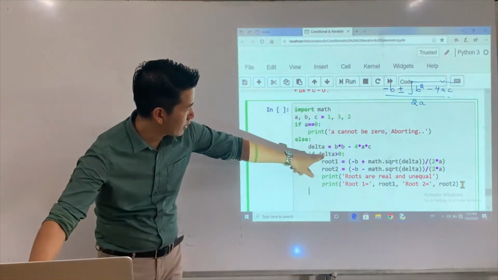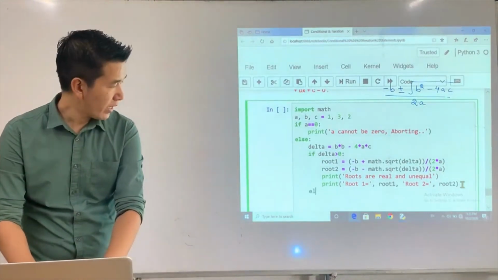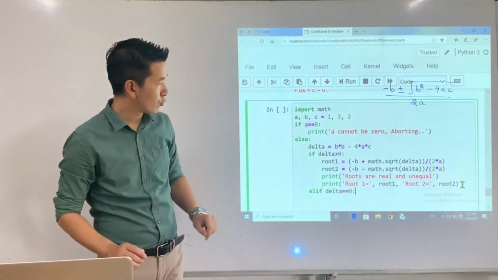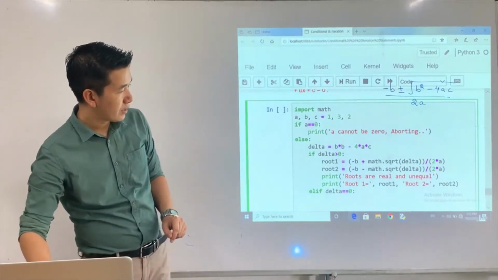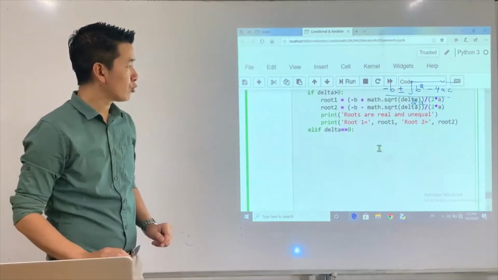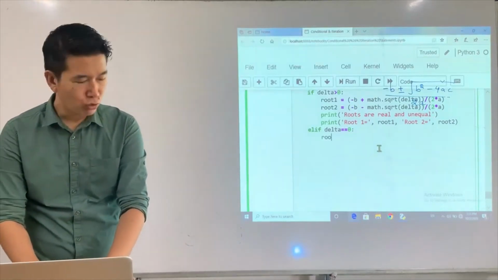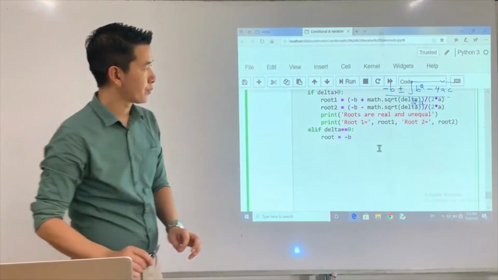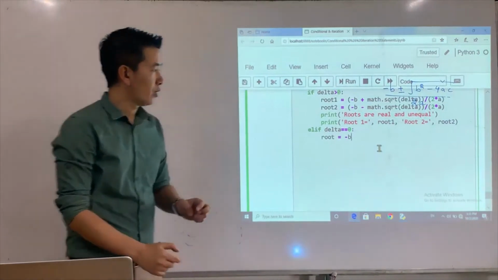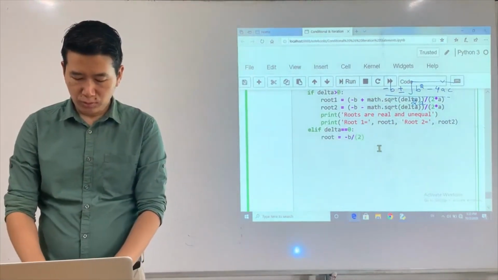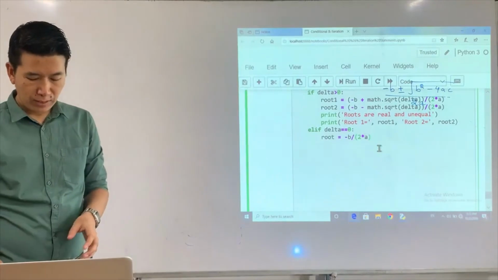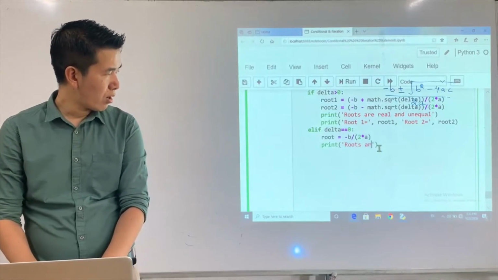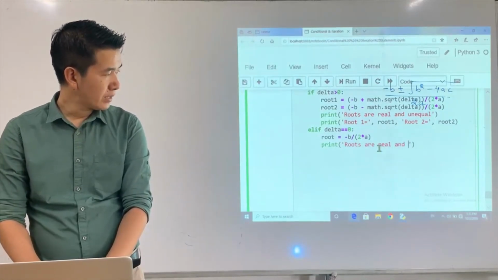If this condition is false, and then I have the next one, if delta is equal to 0. If it's equal to 0, then what happens is, just go a little up, okay? If it's equal to 0, then we will have just one root, right? So root is equal to minus b, the whole thing will be 0. I hope you got it. Whole thing will be 0 and divided by 2 multiplied by a. And then let's print a message. Print the roots are real and equal.